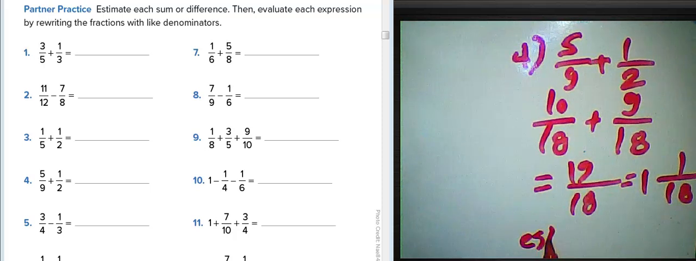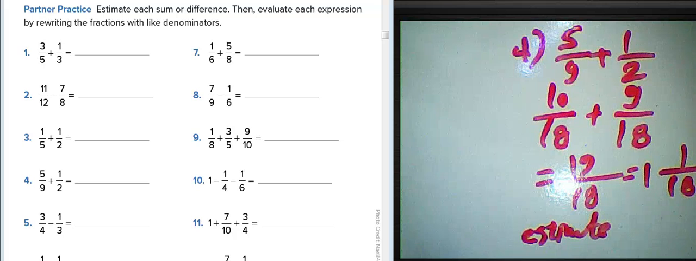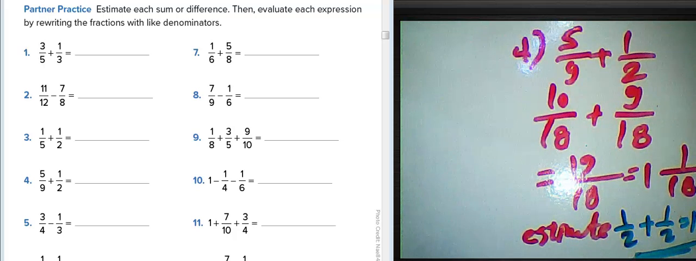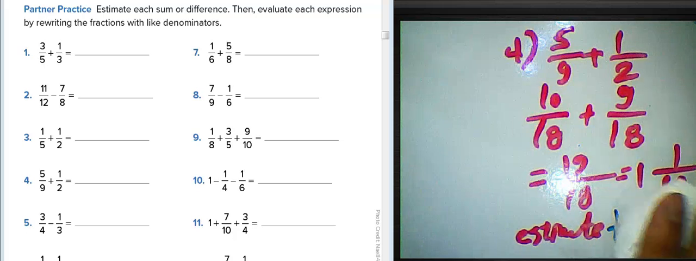And what about the estimate? We can estimate it. 5 over 9 is nearest to half. And 1 over 2 is half. Half plus half will be 1. It's near the actual number, okay? Question number 5.